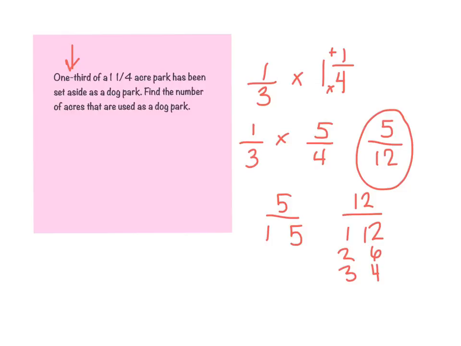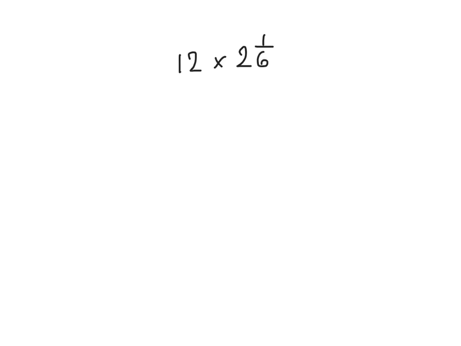I'm coming back for just a second, in this one, I had 1/3 times 1 1/4, and I ended up with an answer that was smaller than 1 1/4 because I was multiplying by a fraction. So here's an example. Now here I have a whole number times a mixed number. So here I'm multiplying by 12. Is my answer going to be more or less than 2 1/6? It's going to be more.